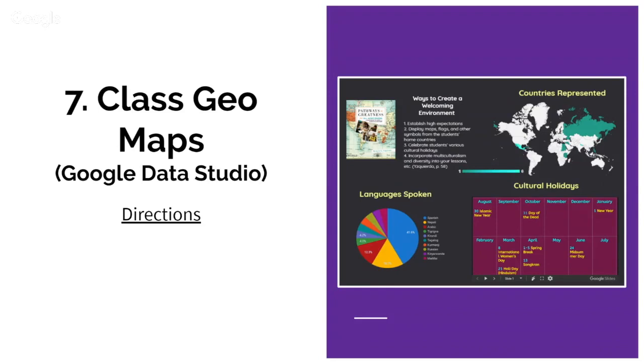And you notice on the screen, you can see countries represented. And that pulls from Google Sheets. So if you're interested in creating a digital class map with your students, check out our step-by-step directions here. Data Studio is an application that you can find in your waffle, just like Sheets, Docs, Slides, etc.